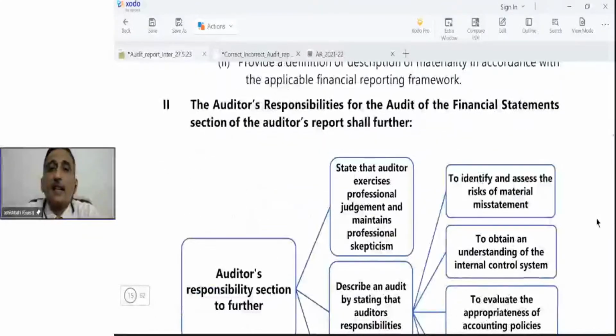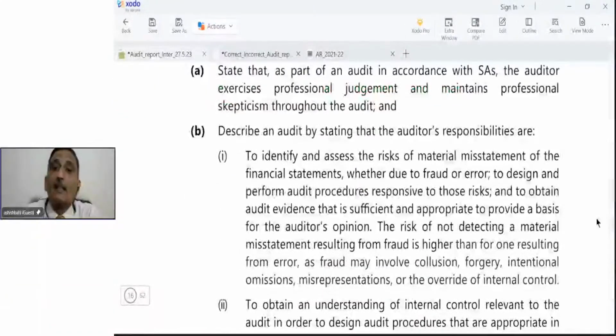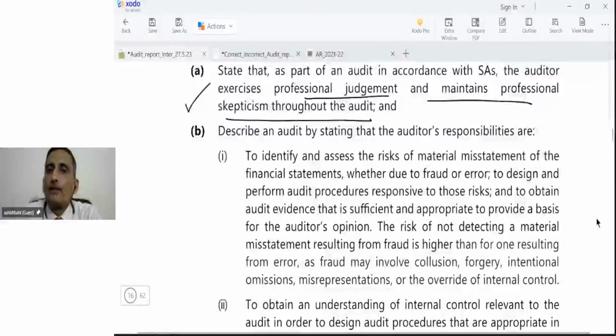And then it shall also explain auditor's responsibilities relating to audit of financial statements in the following manner. State all the summary of that thing which you have read up till now. He has to state that the auditor exercises professional judgment and maintains professional skepticism throughout the audit. And what are his responsibilities?